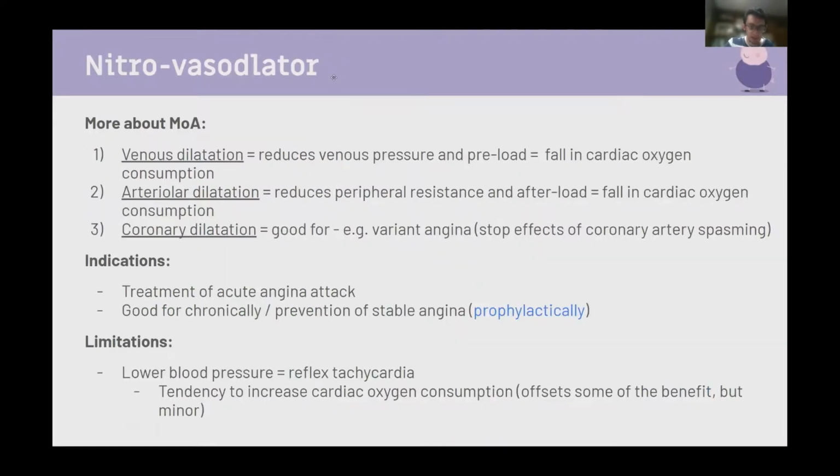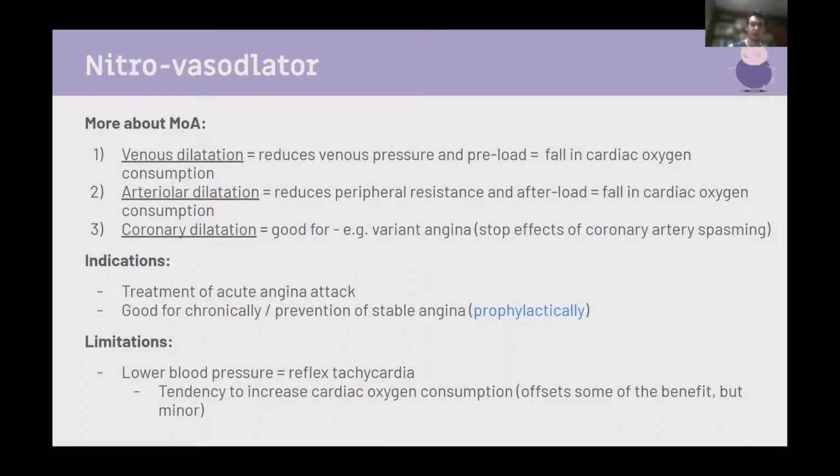We mentioned venous dilation and the falling preload reduce oxygen consumption. Arterial dilation reduces afterload. If you remember, I mentioned how your arterioles constrict, reducing the amount of blood flow to those areas. By constricting the vessels, when you reduce the diameter of a blood vessel, you're increasing the resistance.